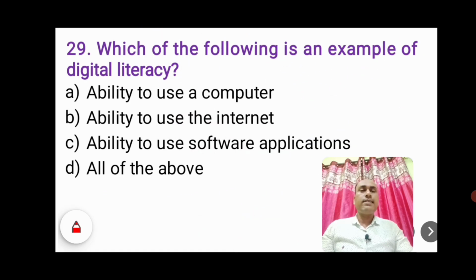Which of the following is an example of digital literacy? Digital literacy is the method through which literacy is spread in a digital way. The options are ability to use a computer, ability to use internet, ability to use software applications, all of the above. The answer will be all of the above, because if you are digital literate, then you will be able to use a computer, and you can use internet also, and you can use also the software applications.